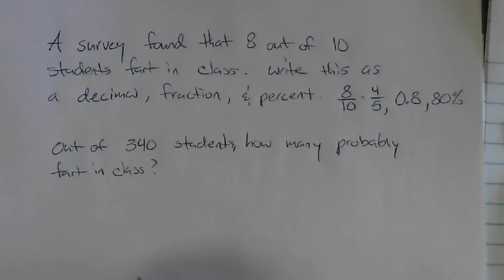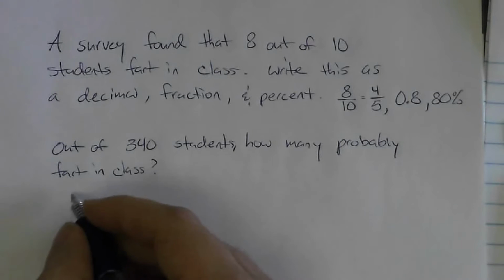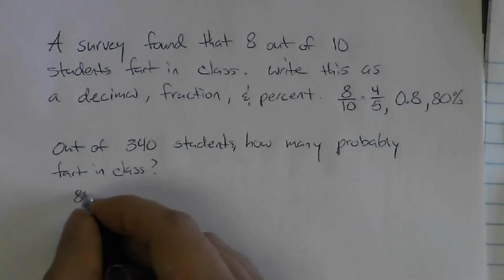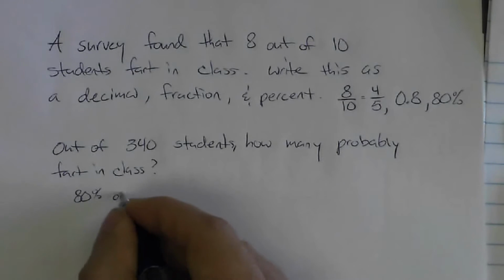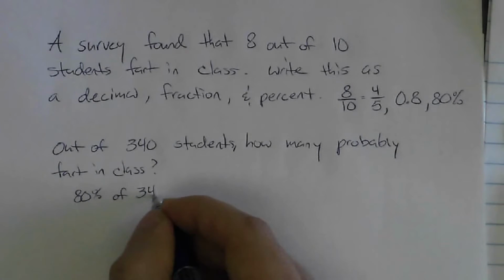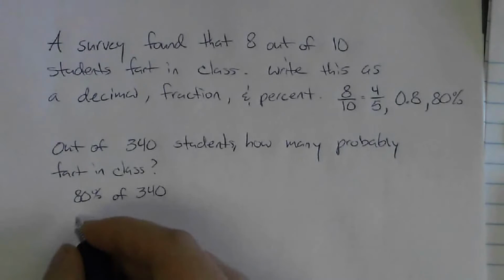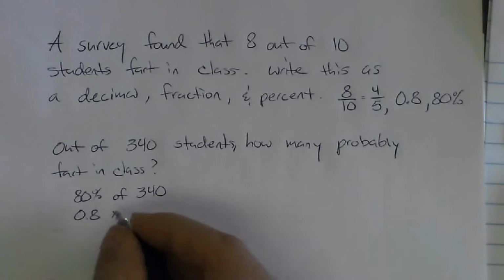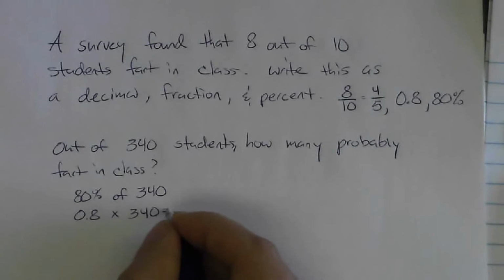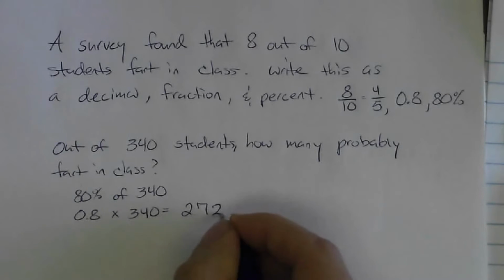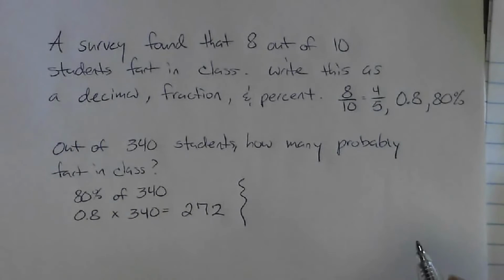Now, out of 340 students, how many are probably farting in class? There's 2 ways to actually solve this problem. The first way to do this is, in my opinion, the easier way, to do the percent of a number. So we're going to take that percent, 80%, and find 80% of 340. Well, 80% as a decimal, that's why I have you do it in the question above, is 0.8, and we multiply that by 340, and that gives us an answer of 272.